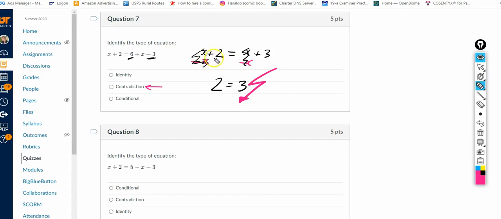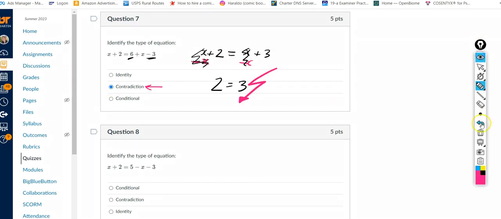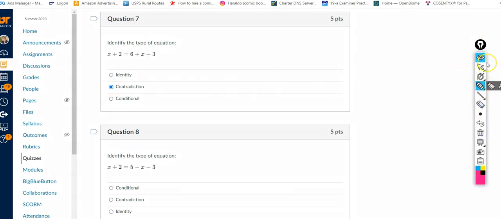Now if when I had canceled, I got 2 equals 2, and my x's had canceled, that would have been a true statement, and that would have been an identity. If I had gotten an actual unique value for x, if my x's hadn't canceled and I got x equals 5 or something like that, that would have been a conditional. But in this case, I have a false statement, so it is a contradiction. Okay. Let's move on to the next one.